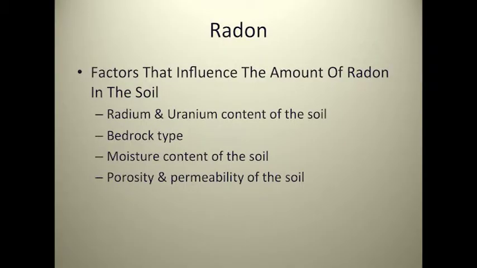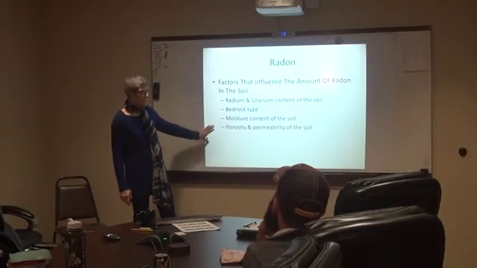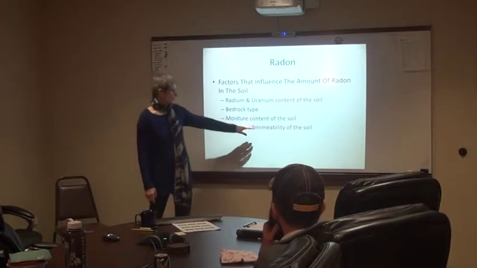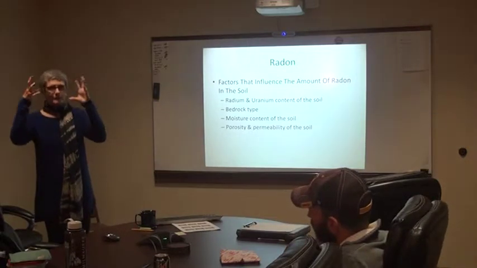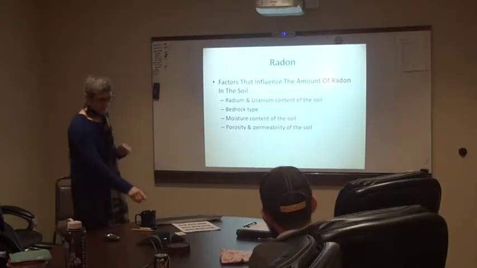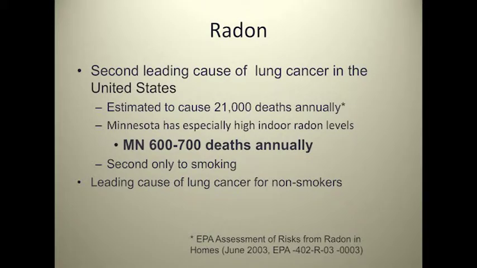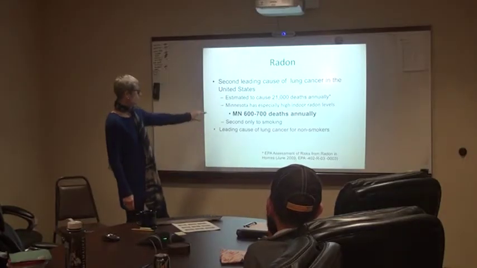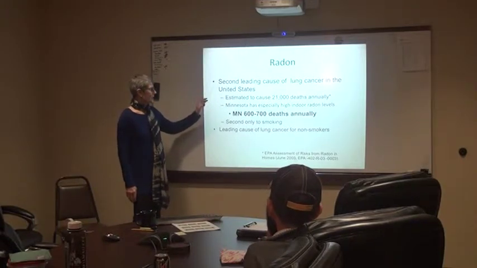What affects the amount of radon in the soil is the amount of radium and uranium in the content of the soil. It's the bedrock type, and the moisture content of the soil also affects it, and the porosity and the permeability of the soil. All those things affect whether radon is in the soil and how it gets to you. It's the second leading cause of lung cancer in the U.S. These are old numbers, I just couldn't find any newer ones. 21,000 deaths annually.